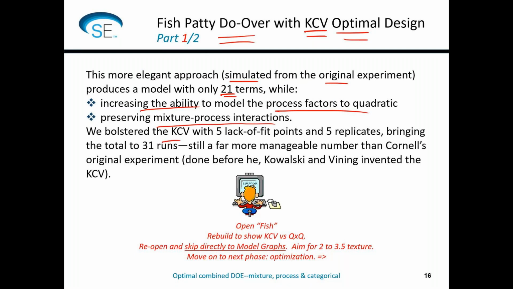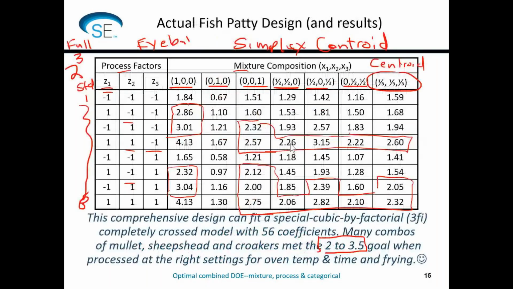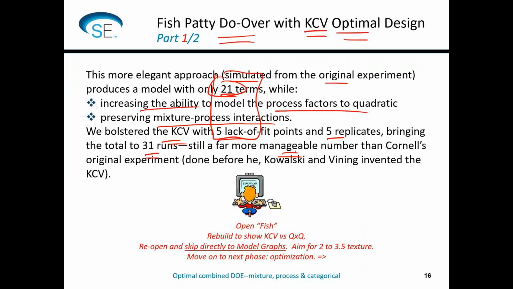Now we bolstered this KCV model with 5 additional unique points to fill in spaces in the design of the 21. And then we replicated 5 of those 26 using optimal design for a total of 31, which is still a far more manageable number. And actually, the original design that we see here doesn't have replicates, so it doesn't estimate pure error, and therefore we can't get the lack of fit test.